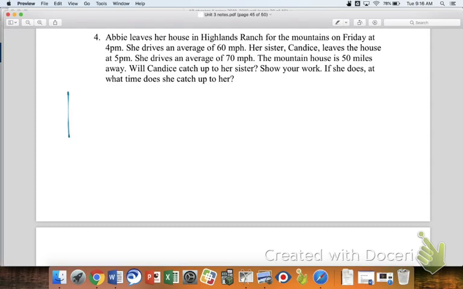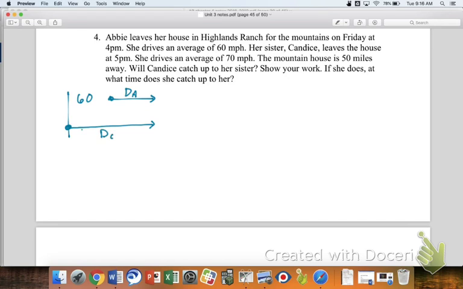So here is their house. Abby gets a bit of a head start, heads out to the mountain house. I'm going to call this distance of Abby. How big of a head start does she actually get? 60 miles. Kind of an interesting number, isn't it? And then here is Candace. And out there somewhere would be the catch-up point. So we want to find that catch-up point.